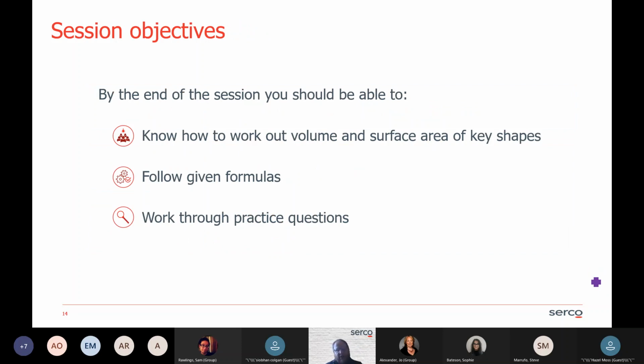So I did say today that when we were going through these, this would be the harder session, and there is more in here, there's no doubt about it. I will reiterate that if this was in the test, this would be worth 5 or 6 marks, whereas working out the perimeter might only be 1 or 2 marks. So there's more to do, but you do get more reward for it. Hopefully now you have some idea of how to work out volume and surface area of the key shapes. You know some of the formulas to follow, particularly for the cylinder, and we have worked through practice questions together.